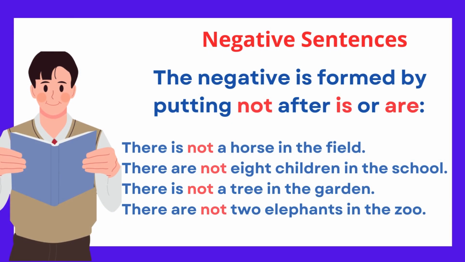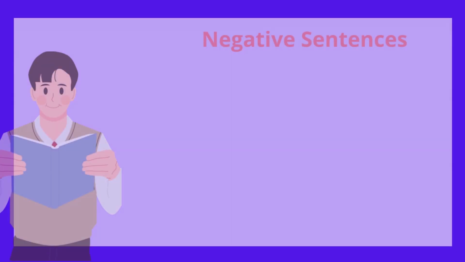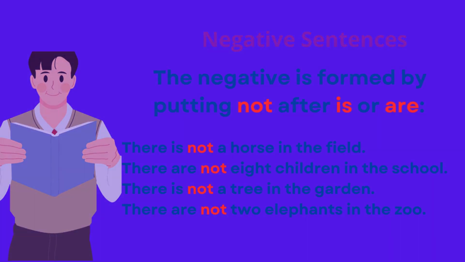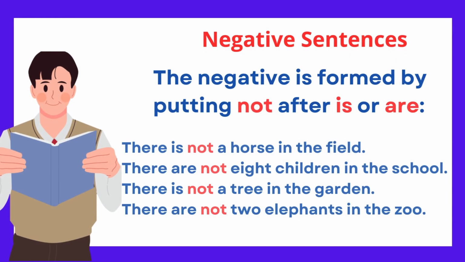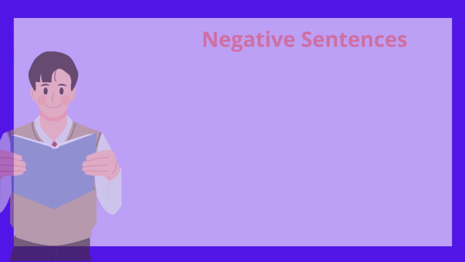Negative sentences. The negative is formed by putting not after is or are. There is not a horse in the field. There are not 8 children in the school. There is not a tree in the garden. There are not 2 elephants in the zoo.